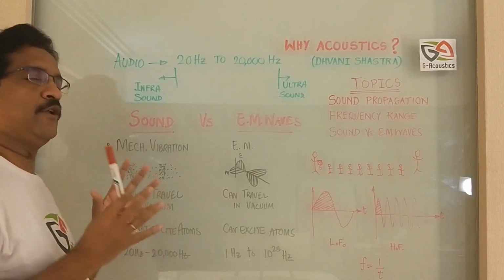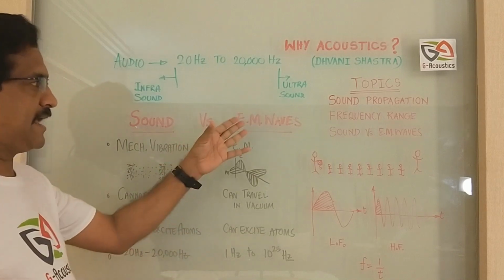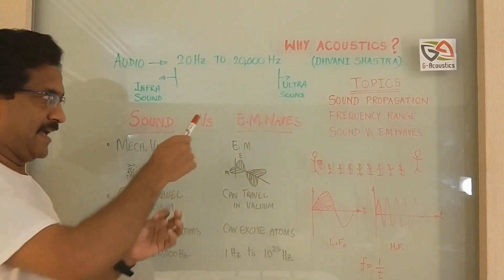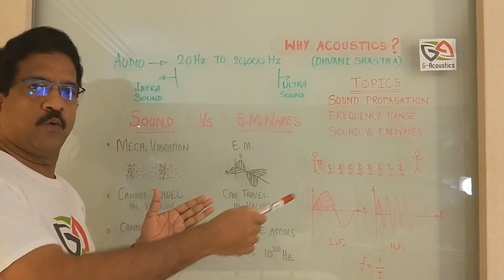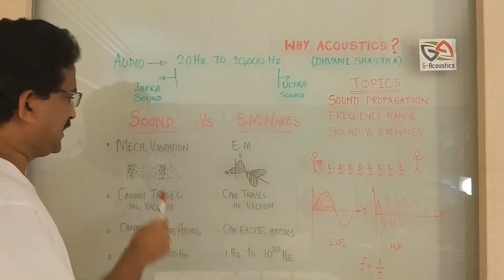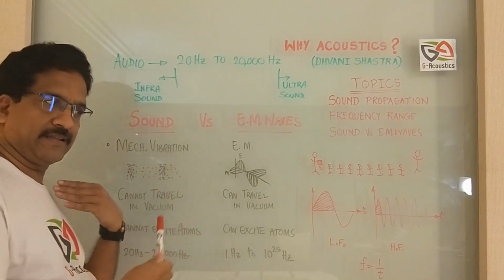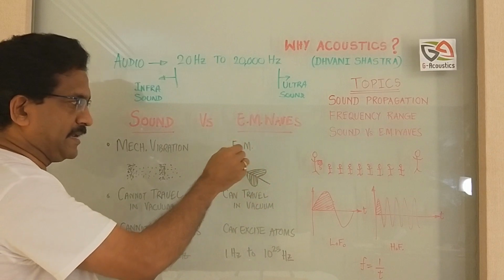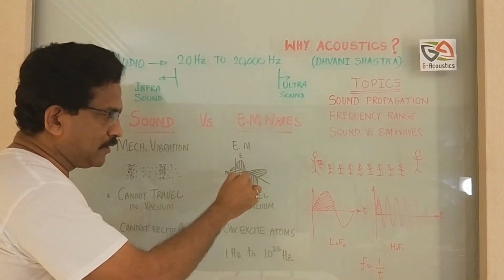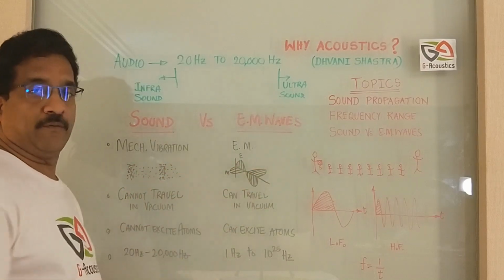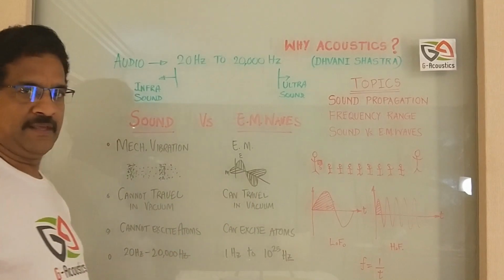Sound is a longitudinal wave and it is a mechanical vibration, whereas electromagnetic waves, as the word clearly says, involve electrical and magnetic fields. In the air, the air molecules are just mechanically vibrating and the sound is traveling, whereas in electromagnetic waves there is an electrical wave and, in the perpendicular, also a magnetic wave. So an electromagnetic wave is created in this fashion.